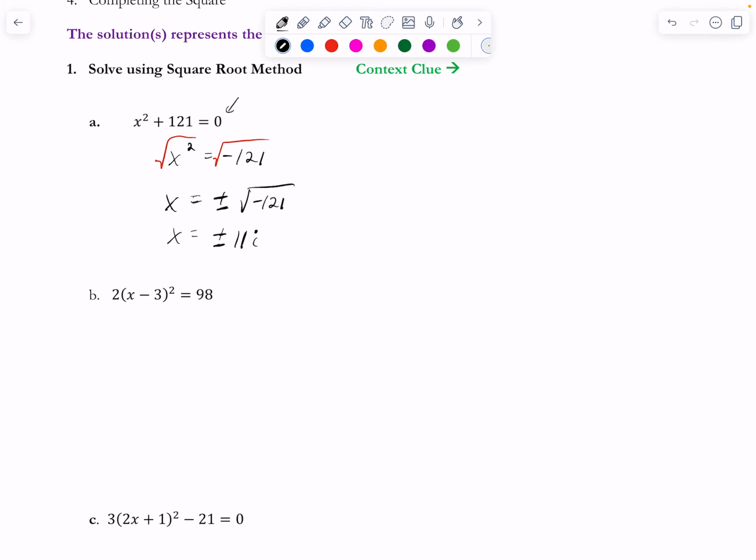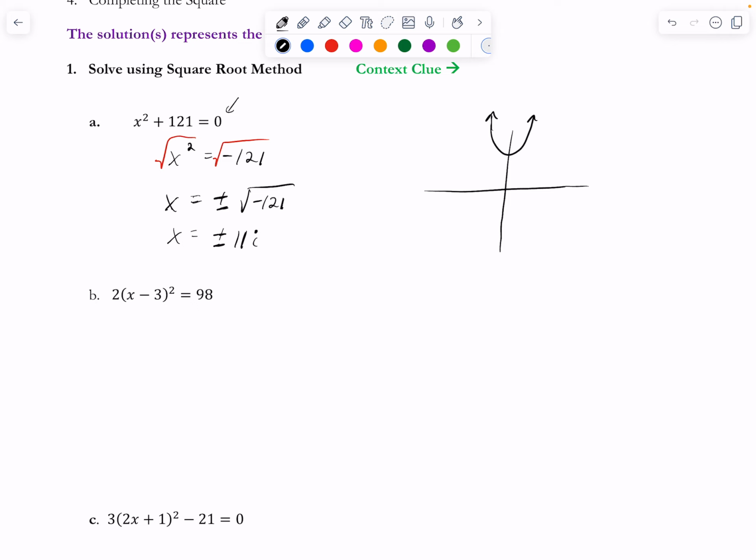And I'm not asking you to do this on the homework, but if you were to graph this, essentially what it would look like is you would have this parabola for a quadratic. But you notice when I drew that parabola, it does not have any x-intercepts. So whenever you have imaginary or complex solutions, you're not going to have any actual x-intercepts.